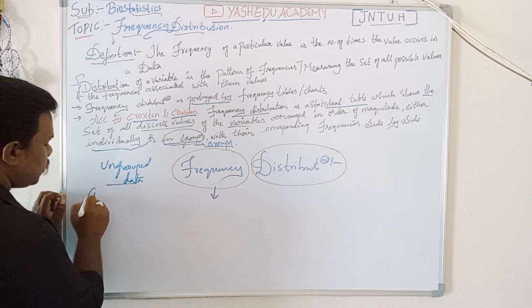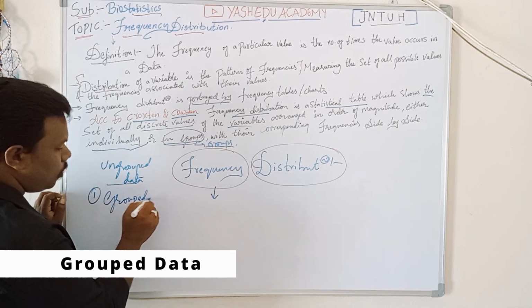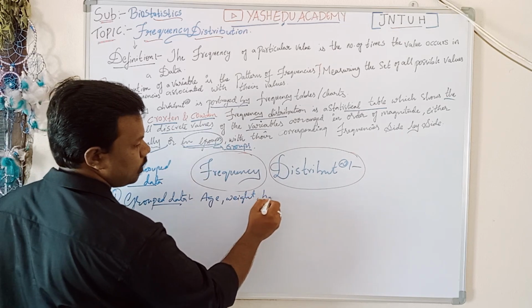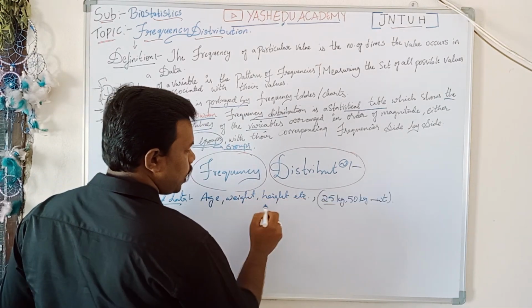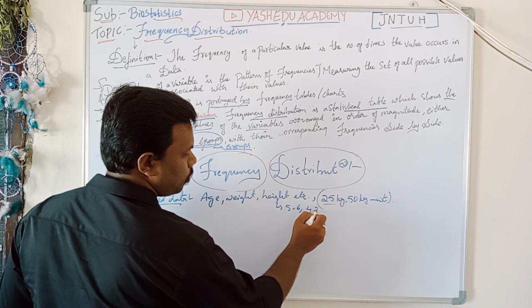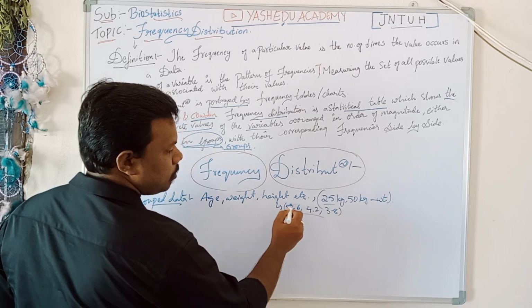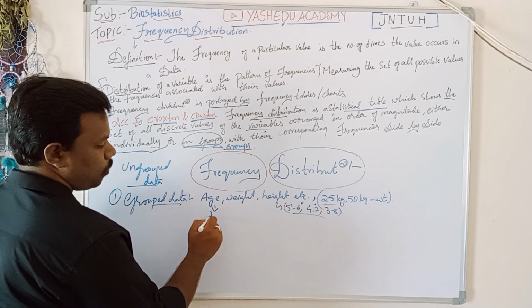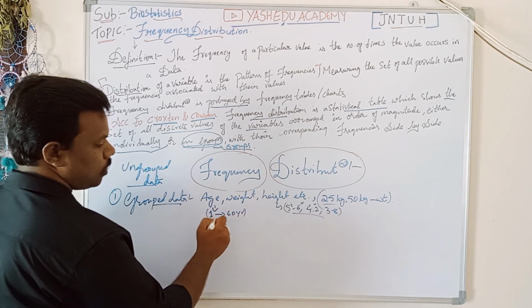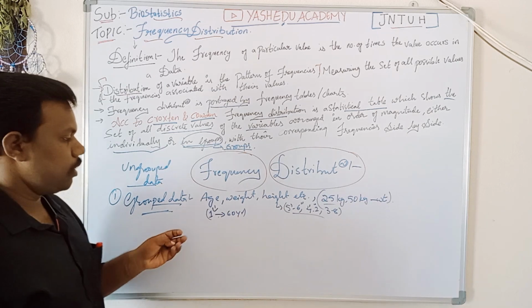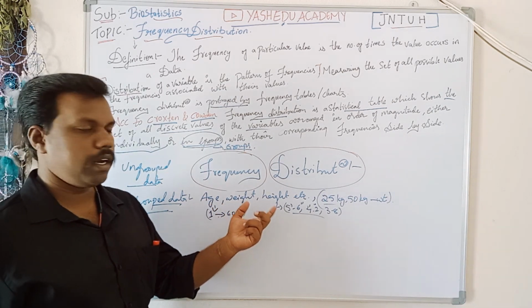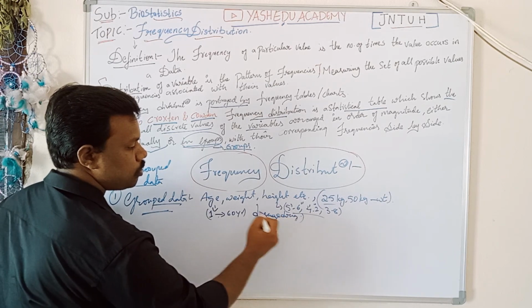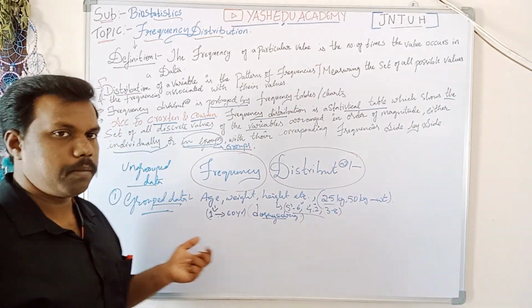In the first one, grouped data, it includes age, weight, height, and so on. When it comes to height, it is 5.6, 4.2, 3.8, means they are in decimals, feet and inches. Age also is numerical, 1 year to 60 years. So grouped data is available in age, weight, height, and so on. Sometimes it also includes the dosage forms of drugs, so based on the dosage forms of drugs also the grouped data can be collected.